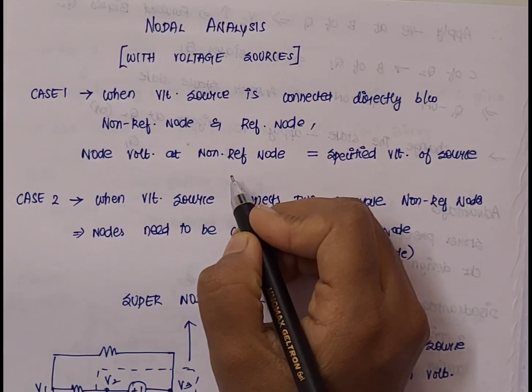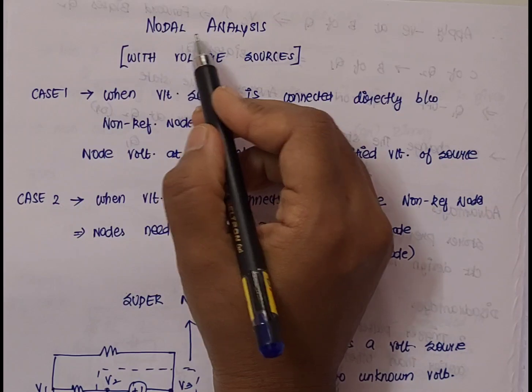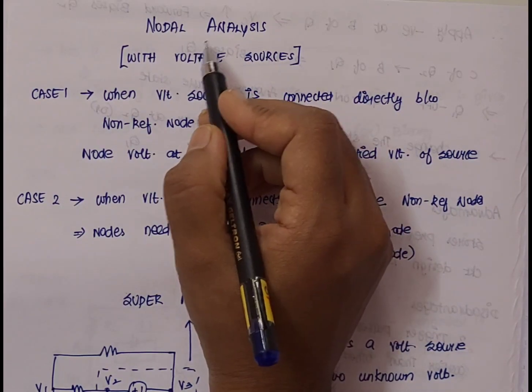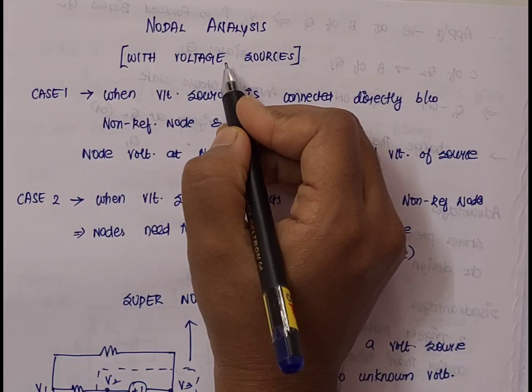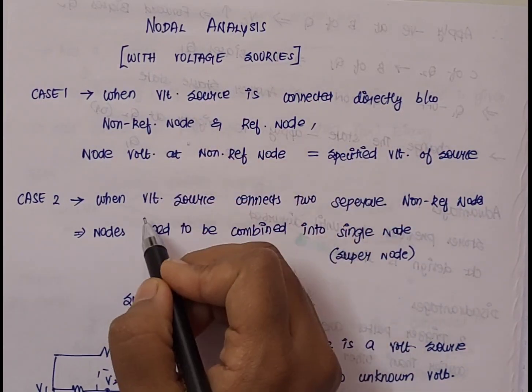So this video is about the nodal analysis continuation. In the last video we saw the nodal analysis and the procedure to solve problems based on nodal analysis. Now let us consider the nodal analysis with voltage sources, where we have two cases.